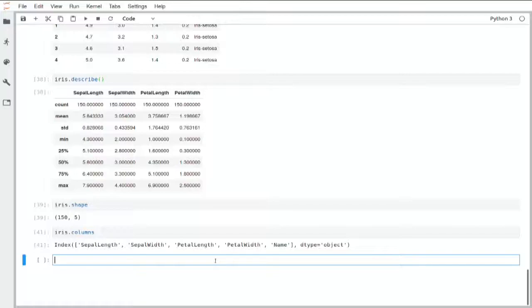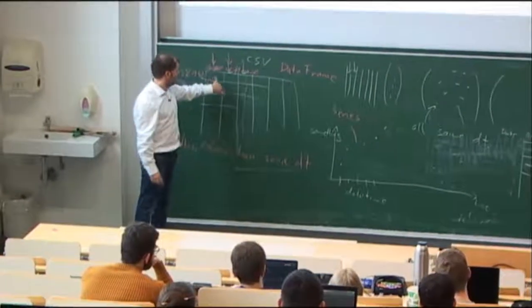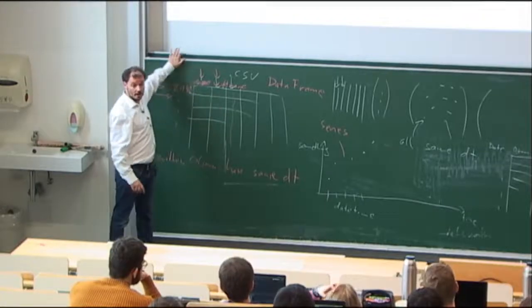And if you want, you can throw away the column index and the row index and get the entire thing as an ND array. Does anybody see a problem with getting the entire table as an ND array?